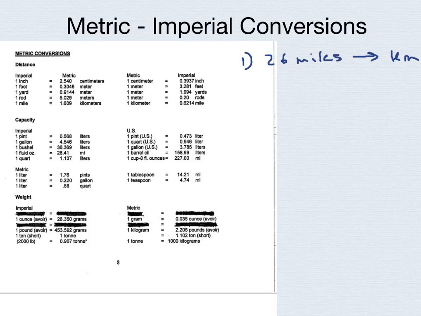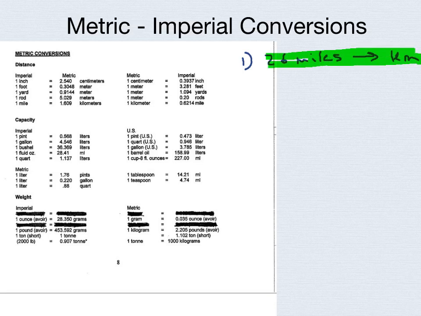This video is going to focus on us doing conversions between a metric unit and an imperial unit. The first example I want to do is pretty basic. I'm going to convert 26 miles into kilometers.